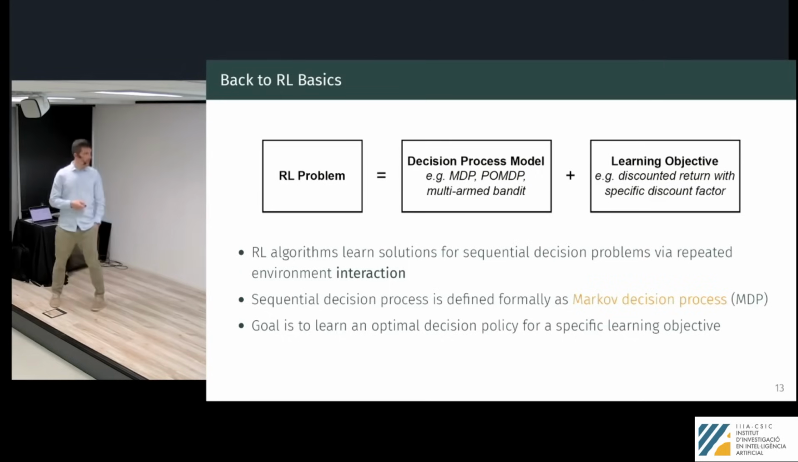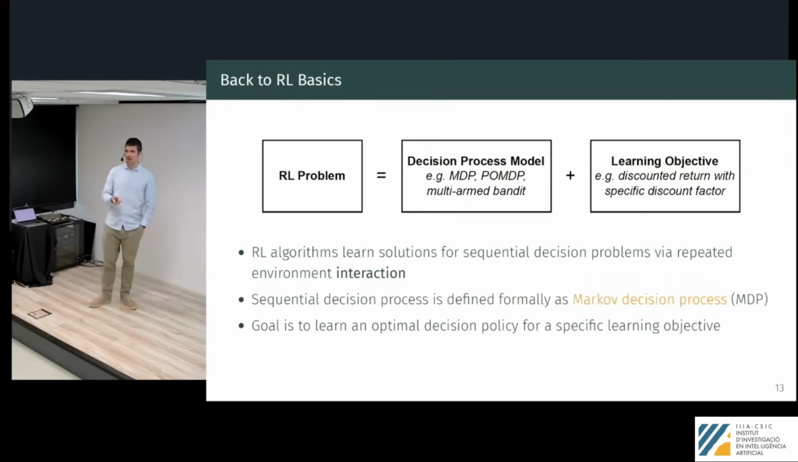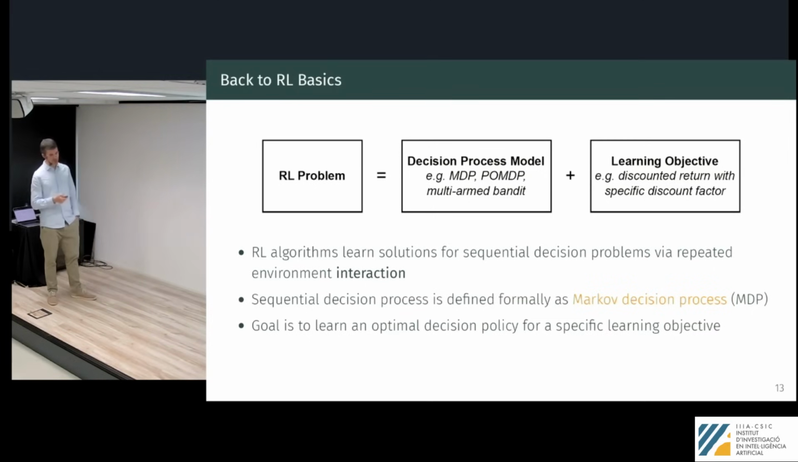Okay, so this is how we like to describe this. In reinforcement learning, basically, the algorithms learn solutions for sequential decision-making problems by repeated interaction in an environment. Okay, so there's a few things that need to be defined in this description.